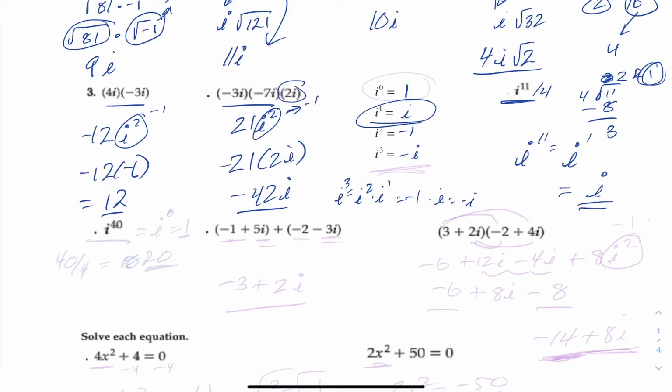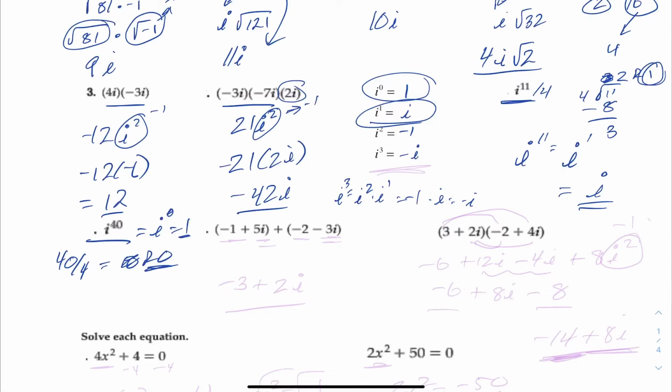Look at i to the 40th. We're just going to divide that by 4. And I get 10 remainder 0. So again, I don't care about the 10. This tells you how many times it goes around. All I care about is the remainder. So i to the 40th is the same thing as i to the 0. And i to the 0 power is 1. So i to the 40th is the same thing as 1.